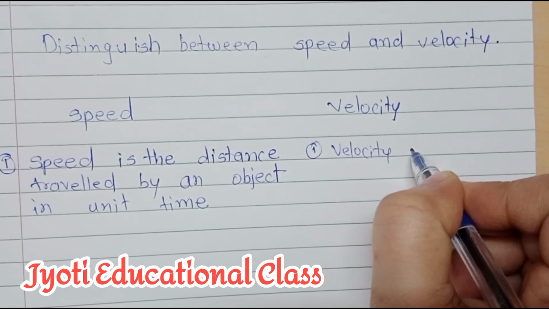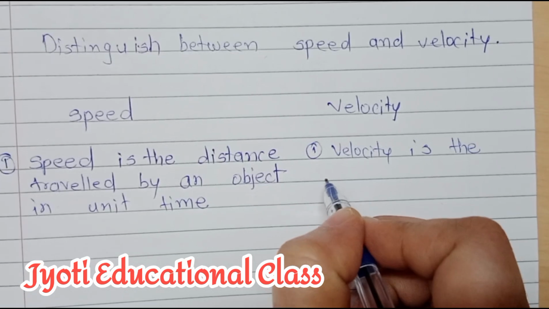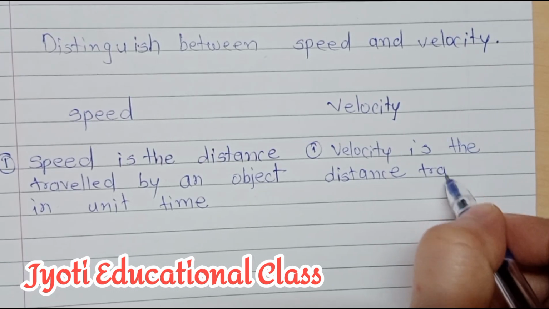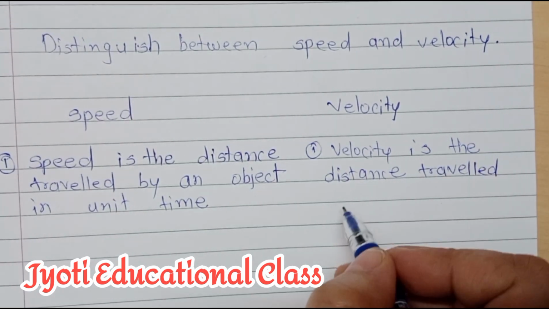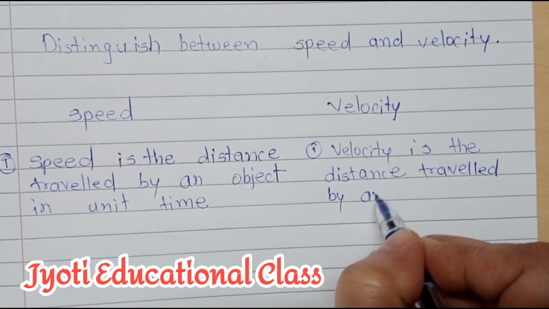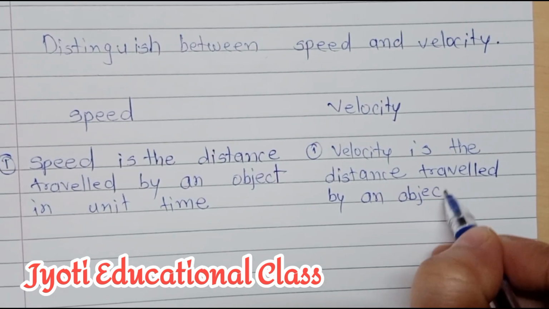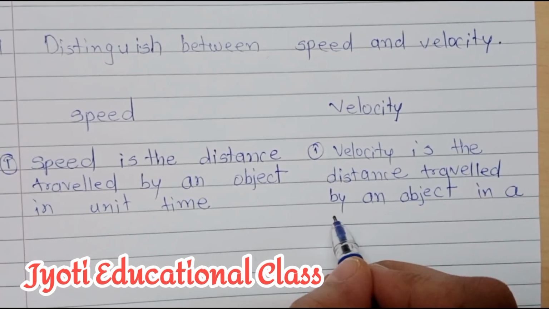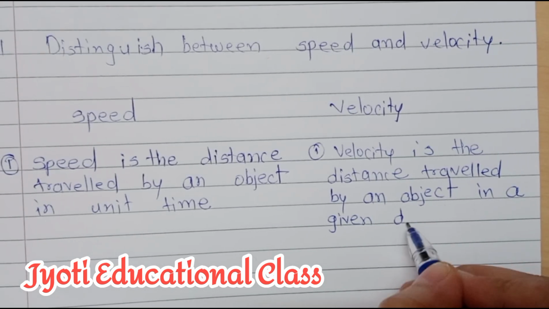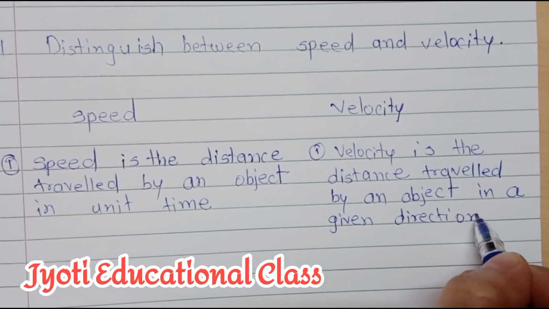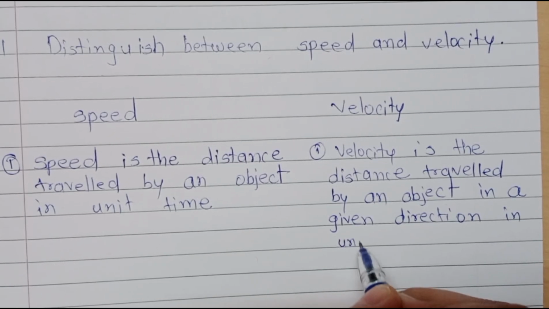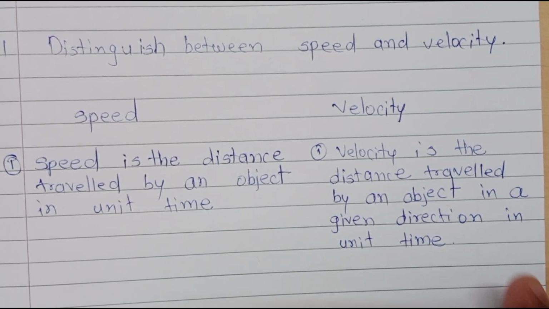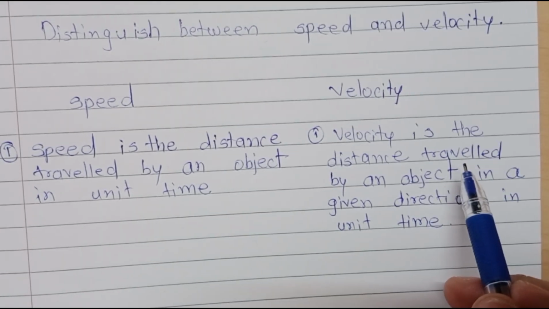Velocity is the distance traveled by an object in a given direction in unit time. Now we see the second point.